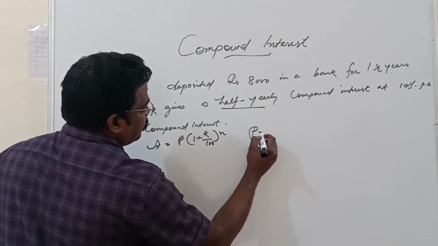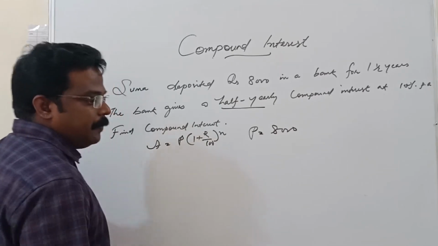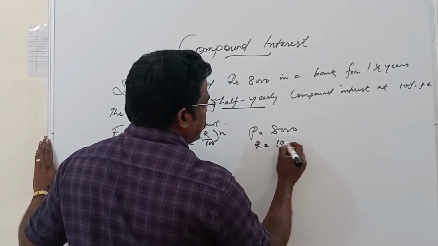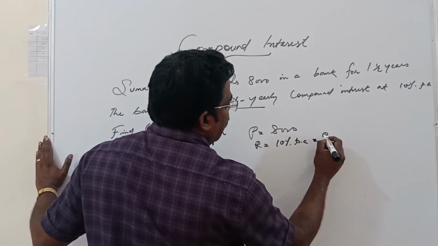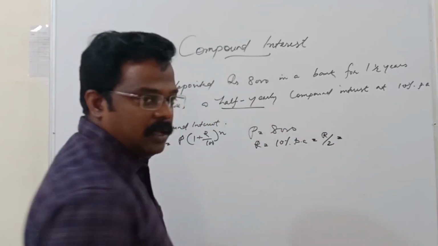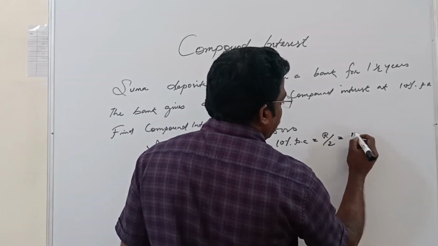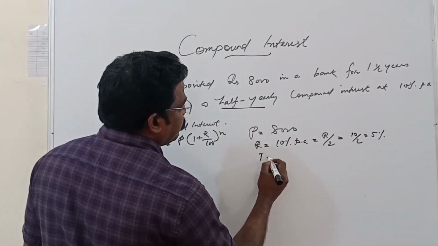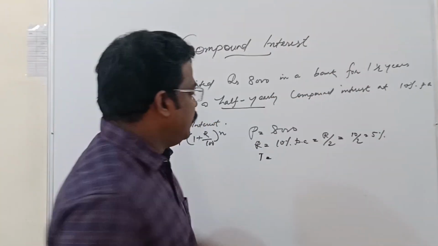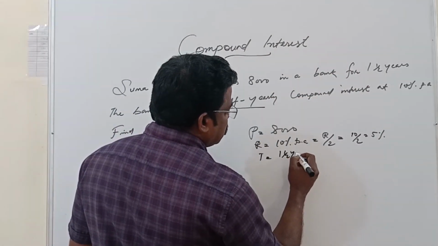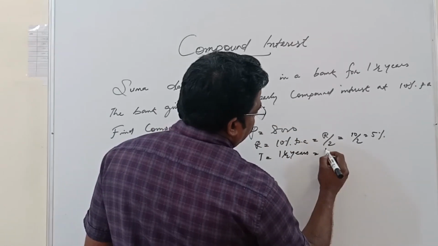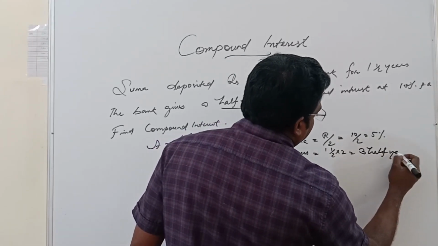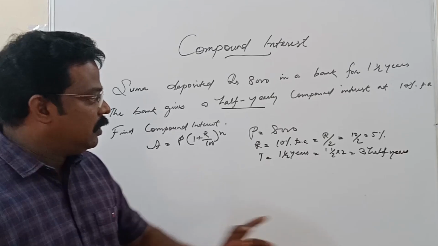So here what is P? P equals 8,000. Then what is R? R is 10% per annum. That equals R by 2 only we want to find, because it is half year. So 10 by 2, that is 5%. Then time, it is for 1.5 years. 1.5 years equals 1.5 into 2. There are 3 half years. We know that 1.5 means there are 3 half years.